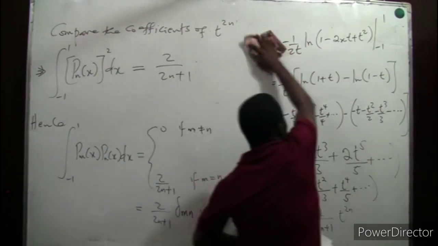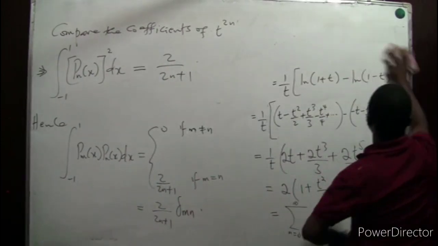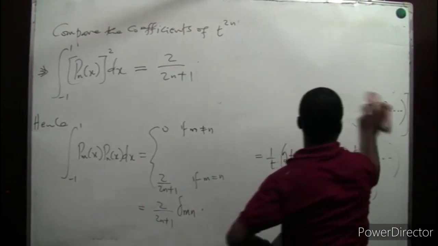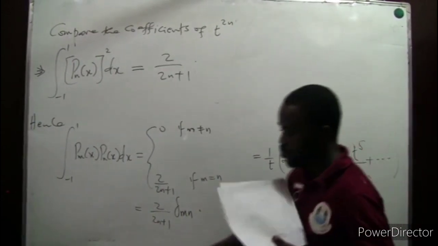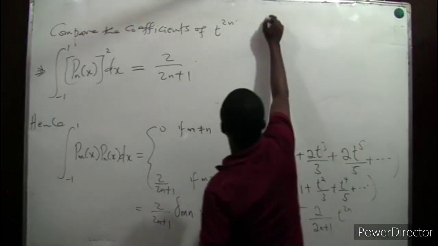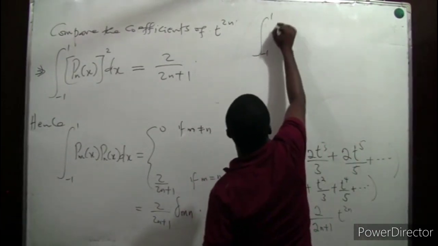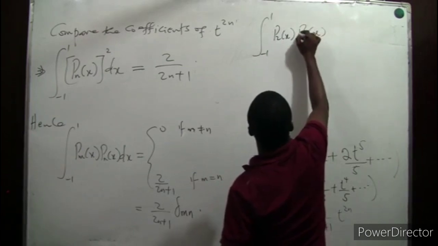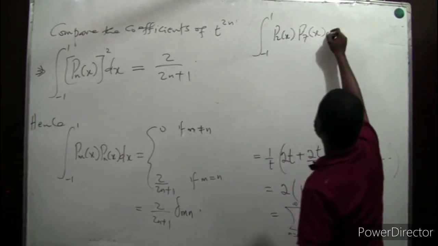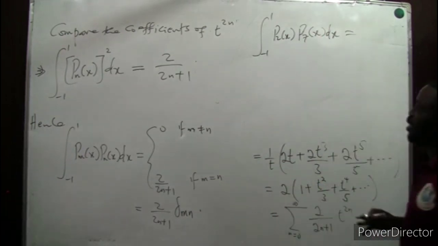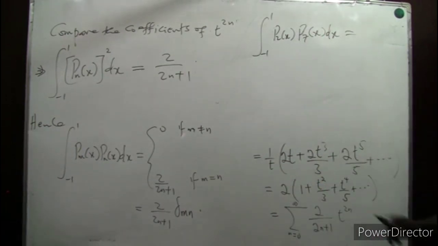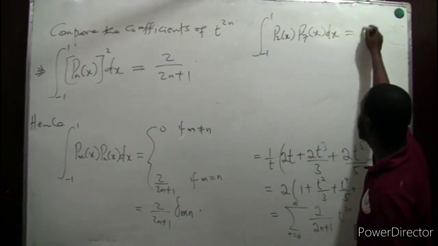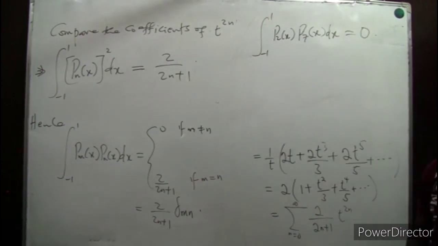As an eye opener, suppose we are asked to evaluate integral minus 1 to 1 P2 of x and P7 of x dx. Of course, we need not carry out any evaluation here, since 2 and 7 are not the same. We are very sure the result becomes 0.